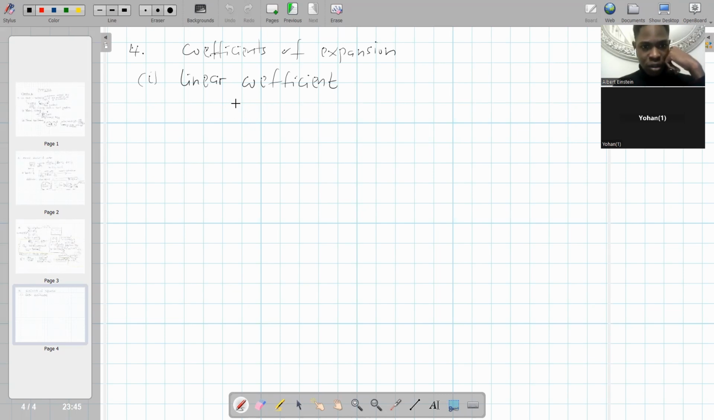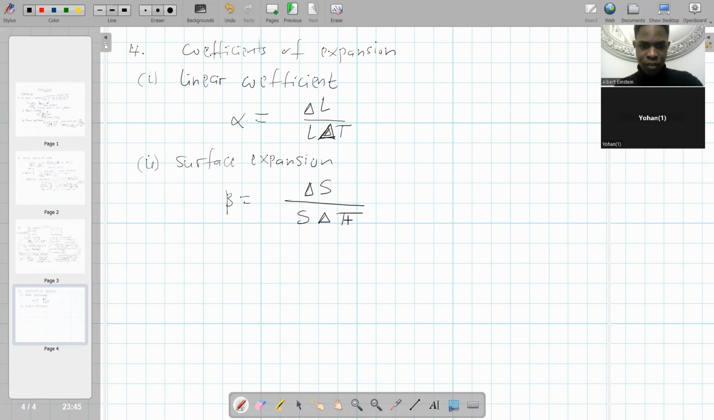You know already, the coefficient of linear expansion is alpha equals delta L, the change in the length, over the original length L times the rise in temperature delta T, that is 1/L times delta L over delta T. Now the coefficient of surface expansion is beta equals delta S, the change in surface area, over S delta T. And then the coefficient of volume expansion is gamma equals delta V over V delta T, which is what we wrote before. That's it.